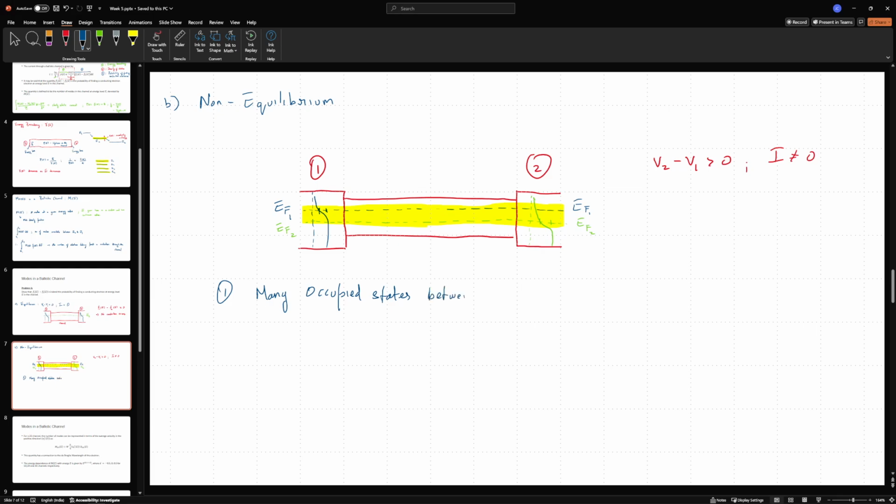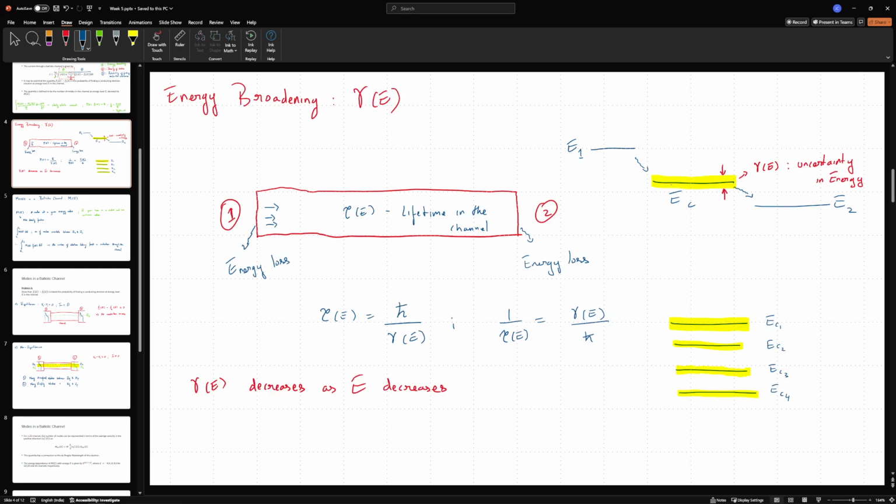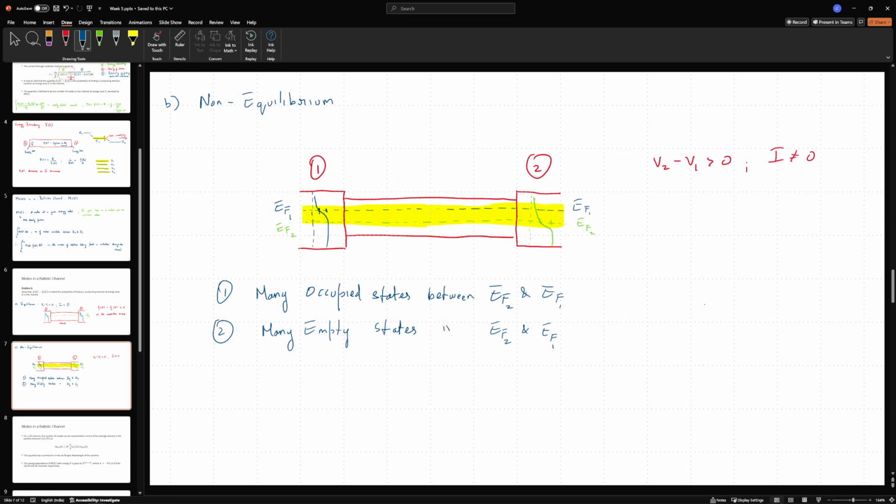Between EF2 and EF1, many empty states. Likewise for material 2, between EF2 and EF1. A higher value of the Fermi function means a higher probability of finding electrons, and a lower value means a lower probability of finding electrons. For conduction to occur, what do I need? I need this kind of a setup. I will need some E1 to an EC to an E2. So I will need the probability of one of the states at value E1 being occupied here, and the probability of one of the states E2 being empty here.